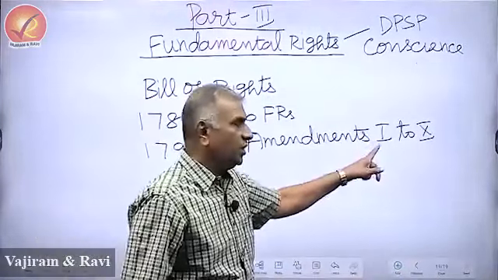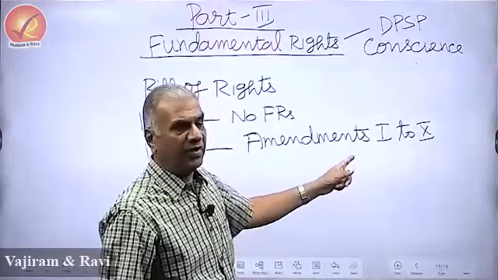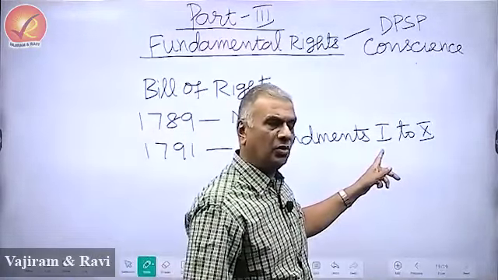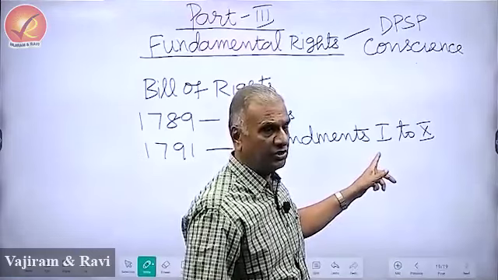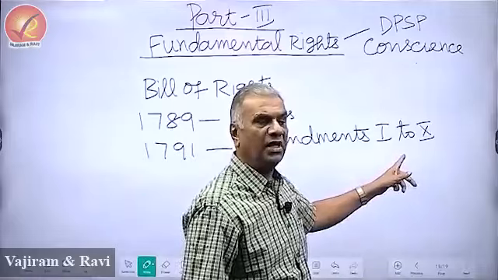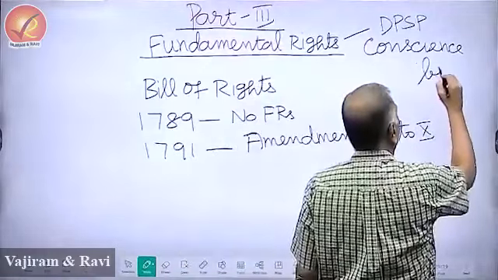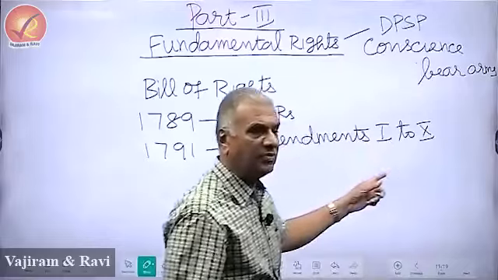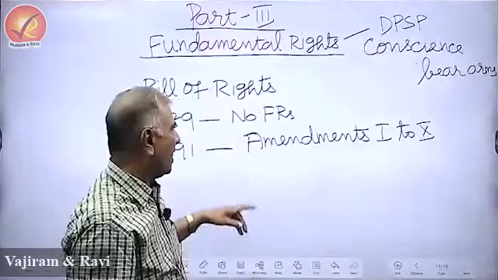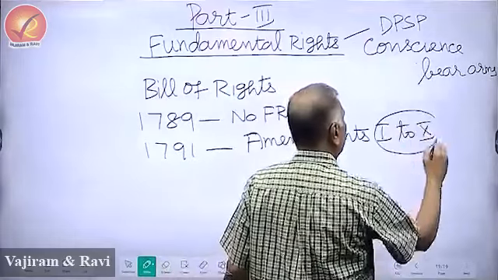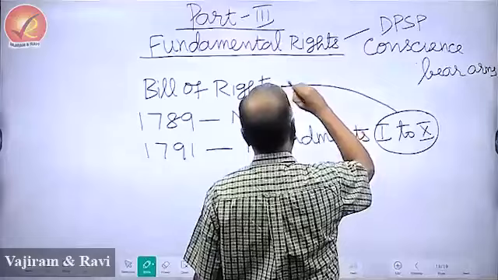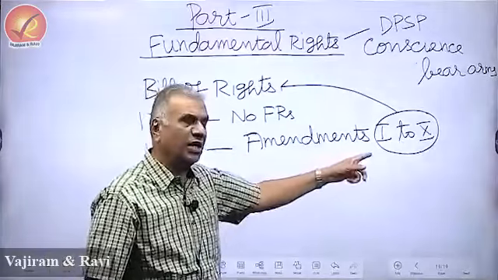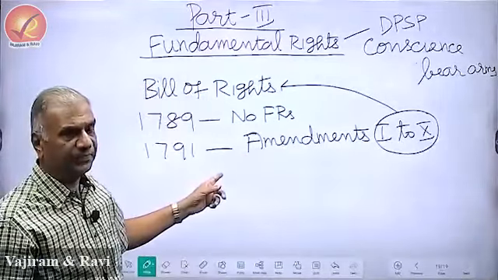And each amendment included one fundamental right in favor of the individuals. For example, Amendment 1 included the right to free speech. Amendment 2 included the right to bear arms. So likewise, 10 fundamental rights were introduced subsequently, and these 10 amendments are collectively known as the Bill of Rights. So therefore, our fundamental rights are based on the first 10 amendments to the US Constitution.